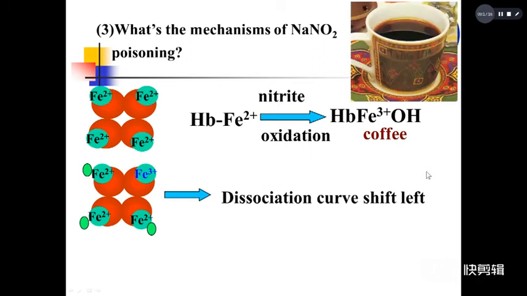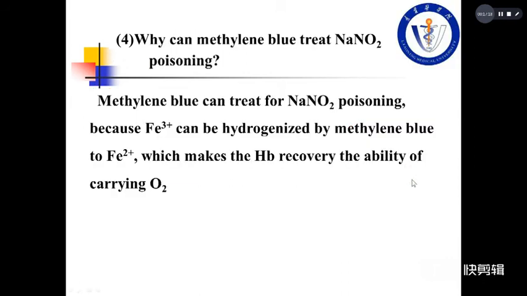Why can methylene blue treat nitrate poisoning? Methylene blue is a reducer, so it reduces the ferric state to the ferrous state, so it can carry oxygen again. So methylene blue can treat nitrate poisoning because methylene blue is a reducer and nitrate is an oxidizer.